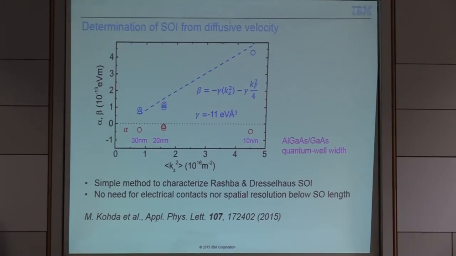So this post-selection by changing pump-probe overlap gives a possibility to measure spin-orbit interaction directly, without any spatial resolution and without any drift applied.